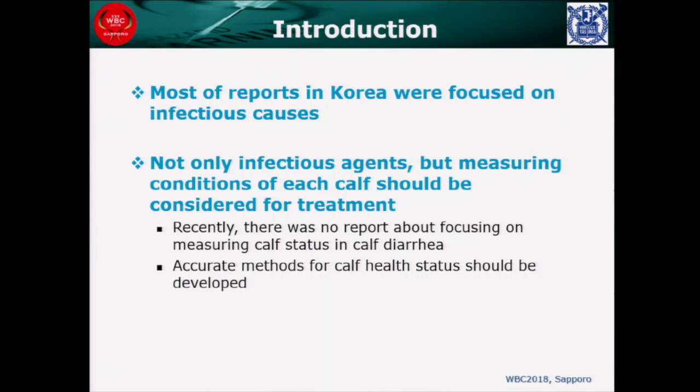Of course, it is really important to know which agents are causing calf diarrhea, but not only infectious agents, measuring the condition of each calf should be considered for the treatment. Recently, there has been no report in Korea focusing on measuring calf status in calf diarrhea, so we thought a correct method for calf health status needed to be developed.